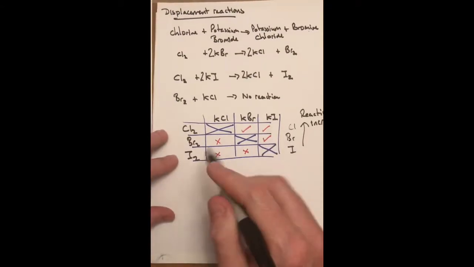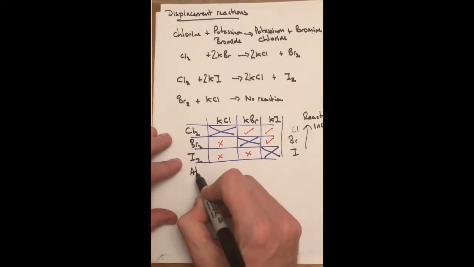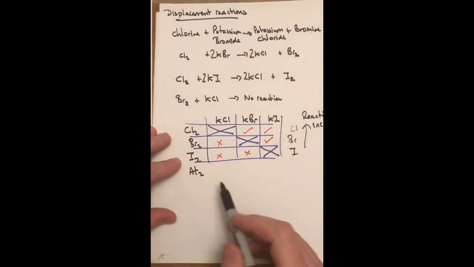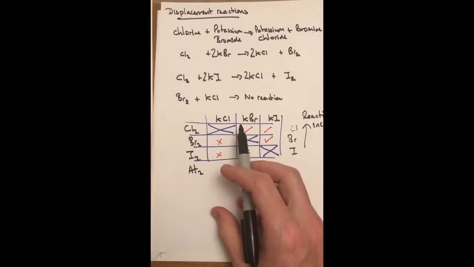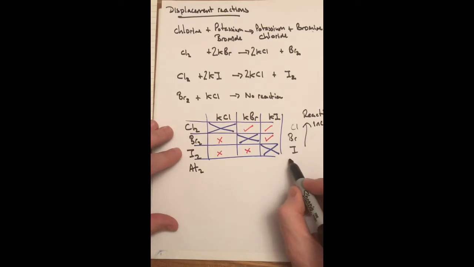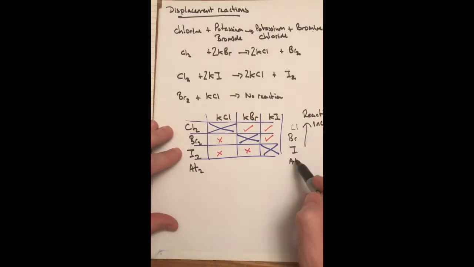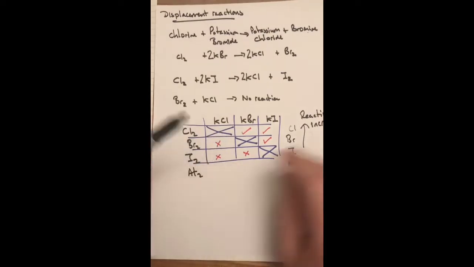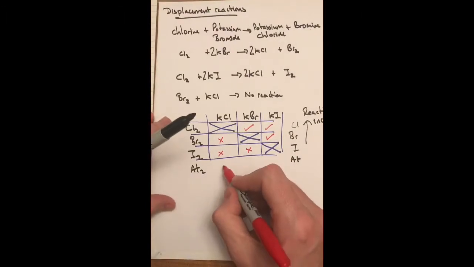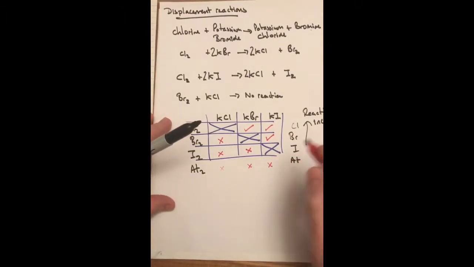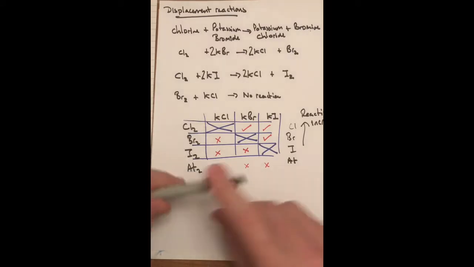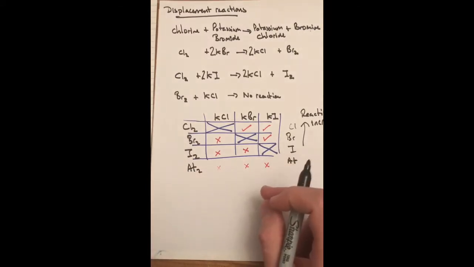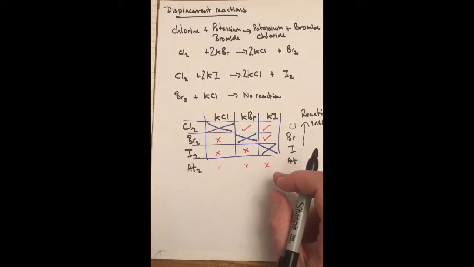If we were to chuck in astatine at the bottom, let's just have a little think. What would happen here based on this pattern? We can see that astatine would sit down here, therefore it's going to be the least reactive. So we would expect that to be no reaction, and no reaction. We wouldn't expect to see anything happening with astatine because it's the least reactive in group 7.